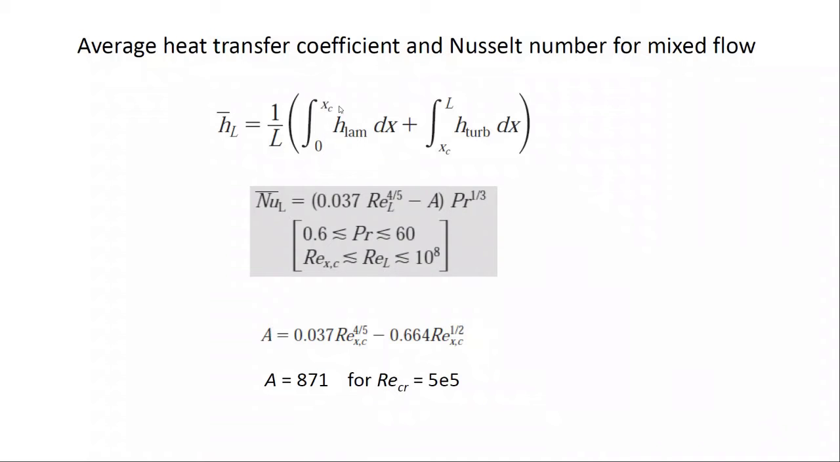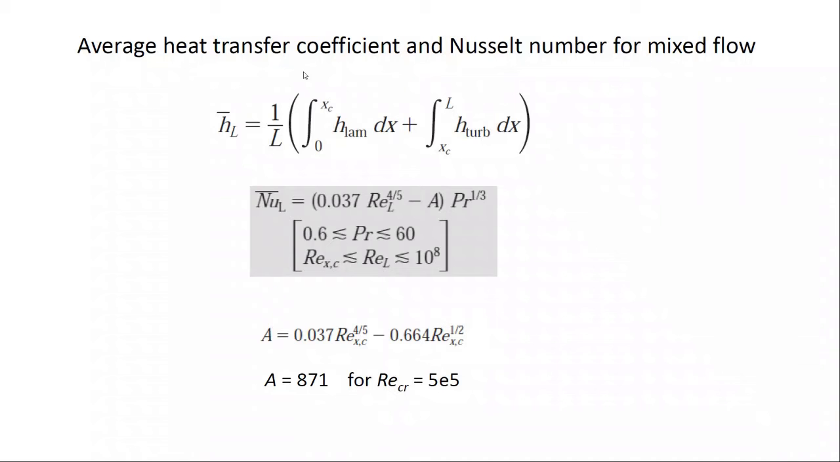So here we're designating x_c as the position that corresponds to the critical Reynolds number. Your book is generally using 5e to the 5th for the critical Reynolds number. So we have this laminar regime that we have to integrate over, and then we also integrate over the remainder of the plate beyond the transition point, which is in the turbulent regime.